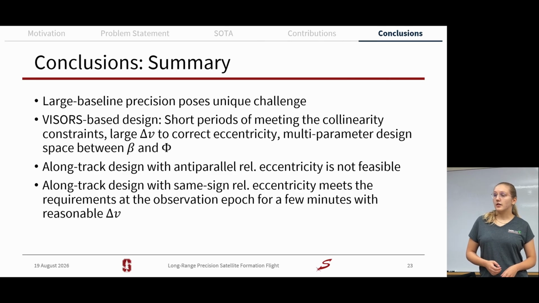We've explored an along-track design with an antiparallel configuration of relative eccentricities for the deputies and found that that does not extend to the nonlinear case as we hoped. However, if we design an along-track separated design with the same sign relative eccentricity for the deputies, then we have a few minutes where we meet our requirements every orbit, and it also has a more reasonable delta V.